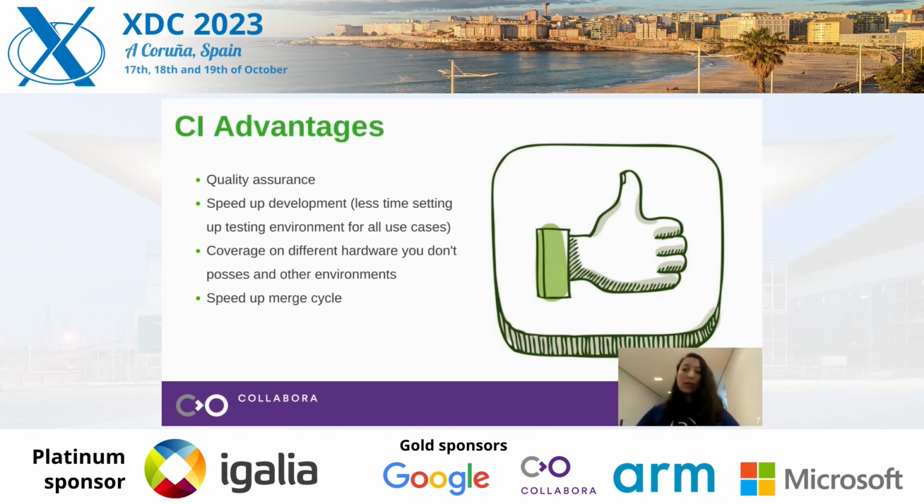With this, we get all the CI advantages, the quality assurance. It can also speed up development. You can spend less time setting up testing environments for all use cases. You can have good coverage on different hardware that you don't possess in other environments. It can speed up the merge cycle since you don't need to wait for the tested-by tags from other developers, and you don't need to wait for someone around the globe to test on some hardware that you don't have.